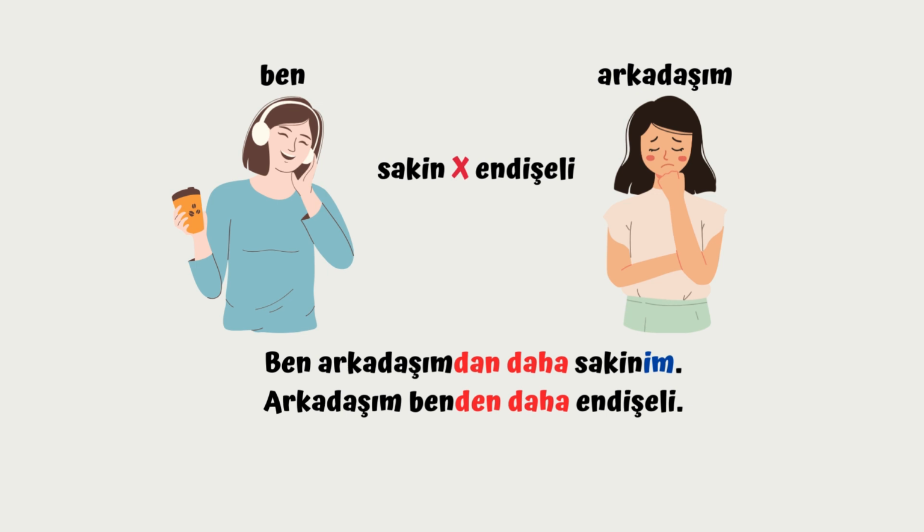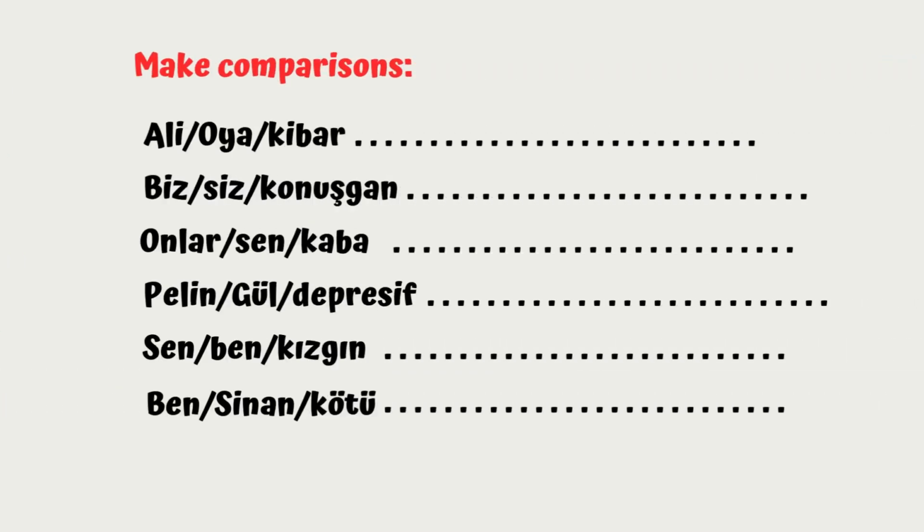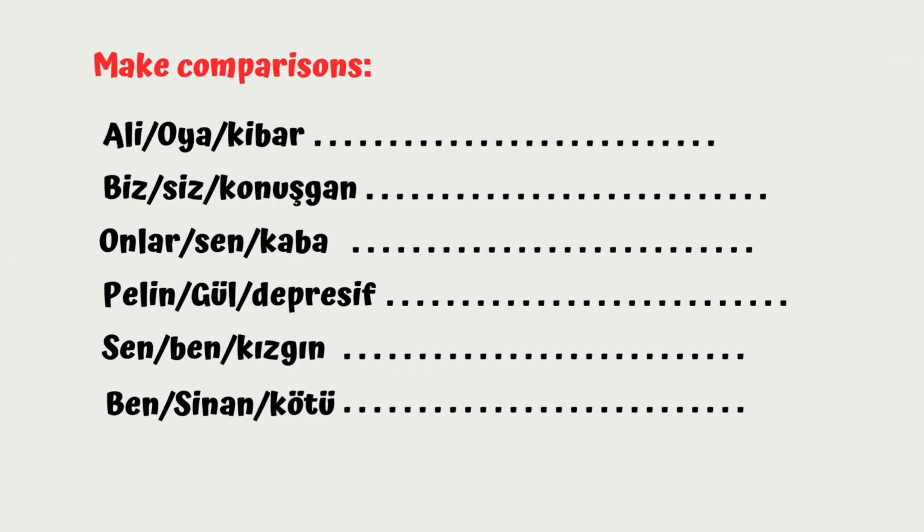Okay. So let's do some more exercises. So we're gonna make comparisons, and I gave you bits and pieces, so you're gonna make full sentences. Okay. And I'm giving you some time. You can pause here if you want to. But I will give you the answers in a second. Are you ready? So we have Ali, Oya, Kibar. So we're going to compare two people and use adjective kibar. So how do we make a sentence?